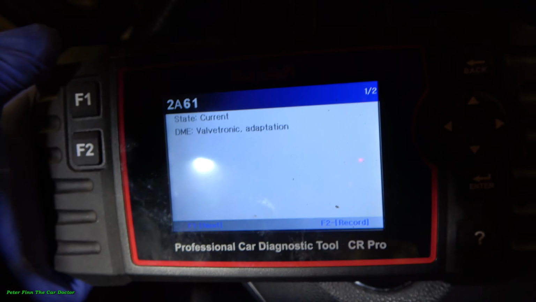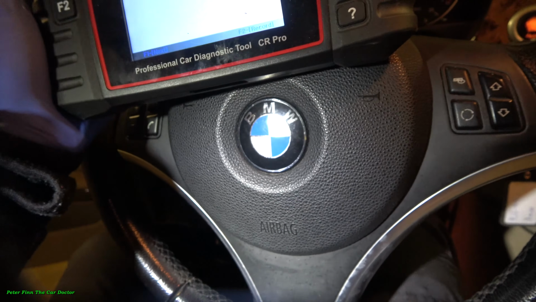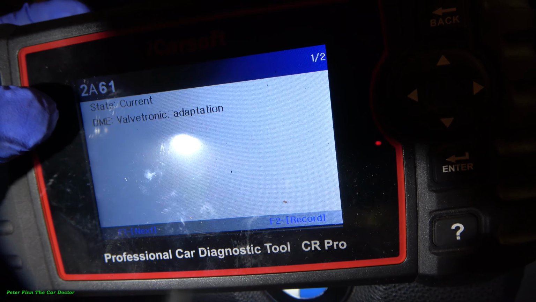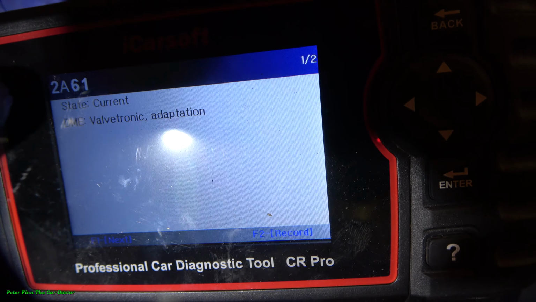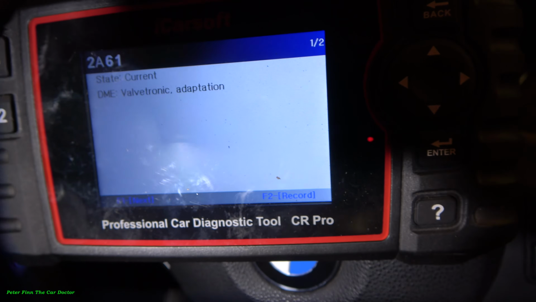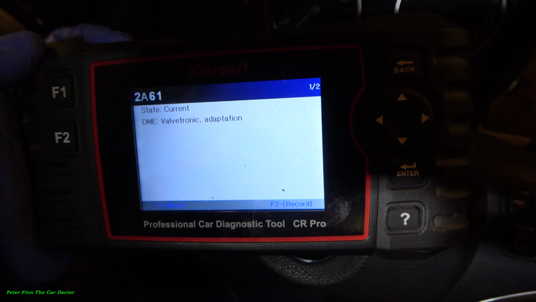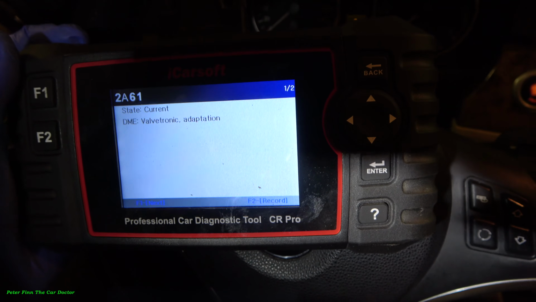2A61? And this is really a BMW special code, and that means now that my Valvetronic adaptation is bad. And let's go look at what that defect means in real life.